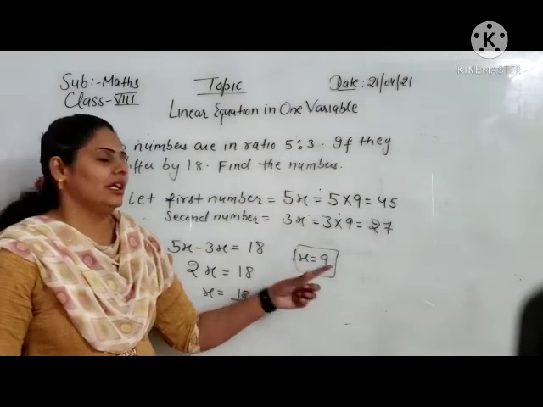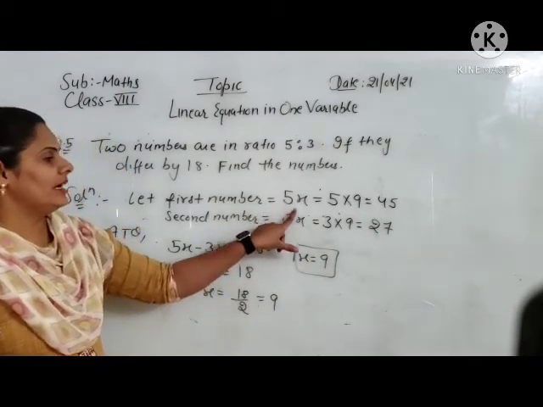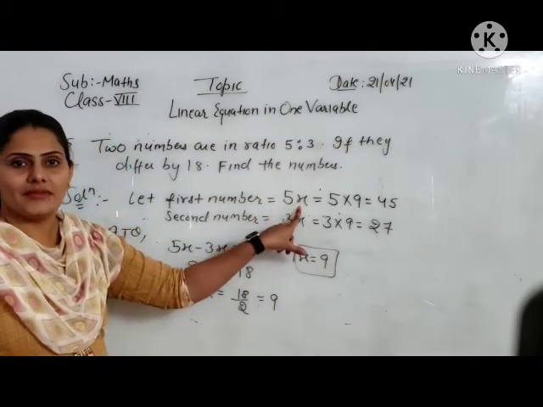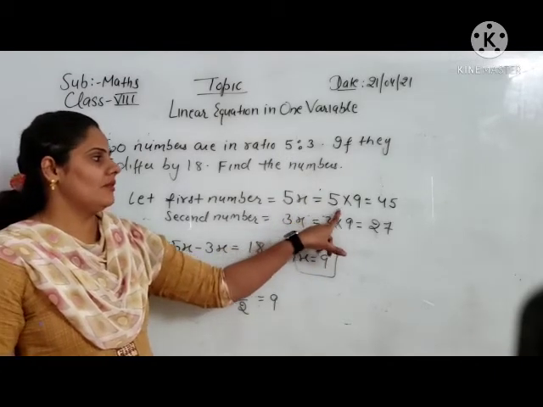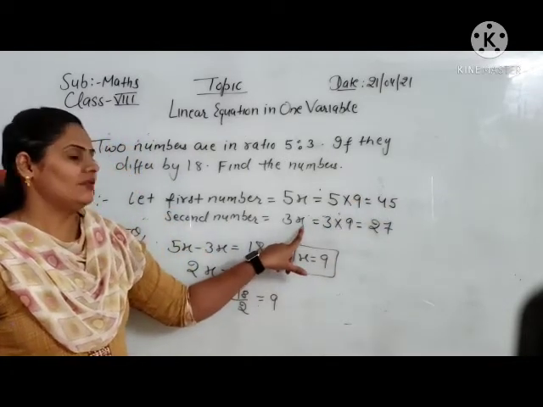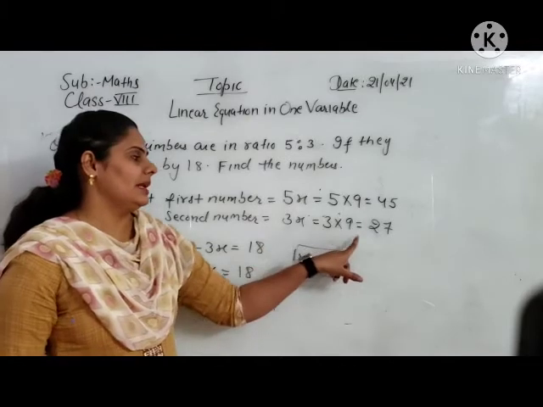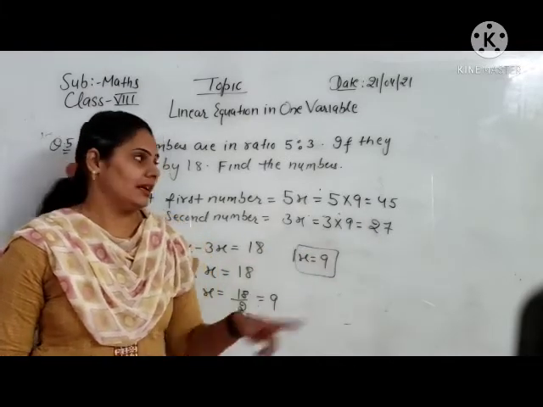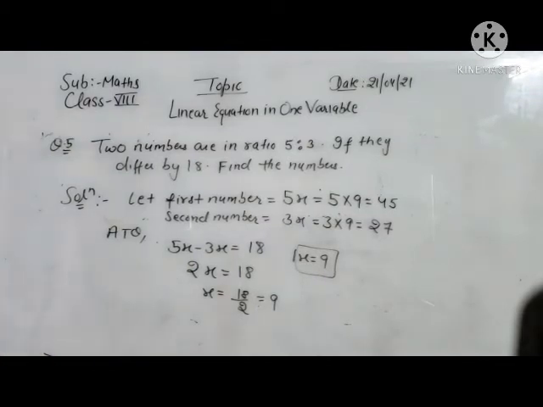If x is equal to 9, so you have to find the numbers. Okay, so what will be the number in the form of x? You have assumed first number is 5x. So at the place of x, put the value of x. So it will be 5 multiplied 9, 45. Next, at the place of x, you will put again 9. So second number is 3x. So 3 multiplied 9, it will be 27. So first number is 45 and second number is 27. Clear?